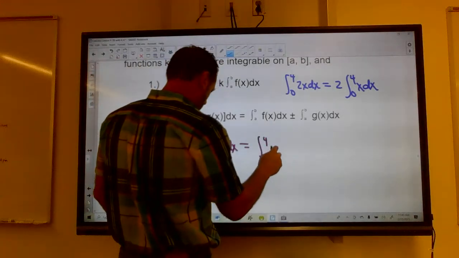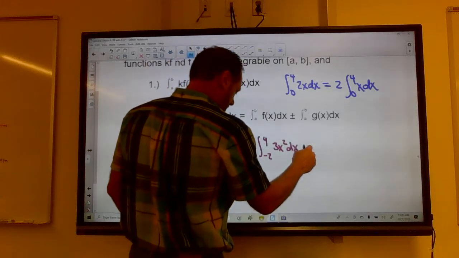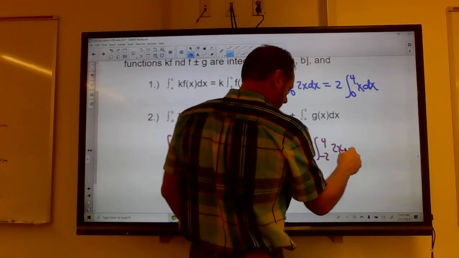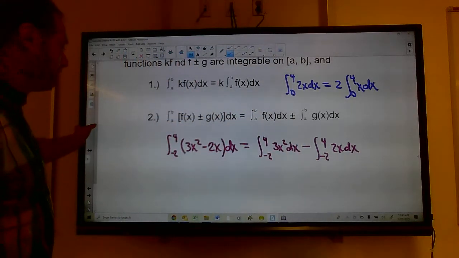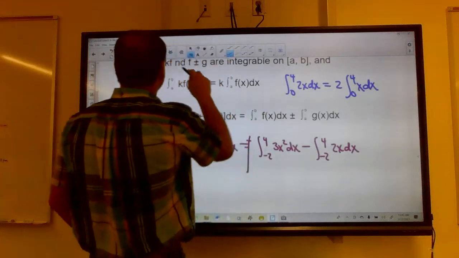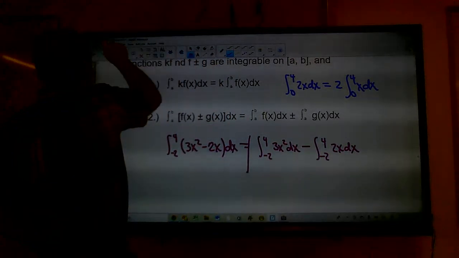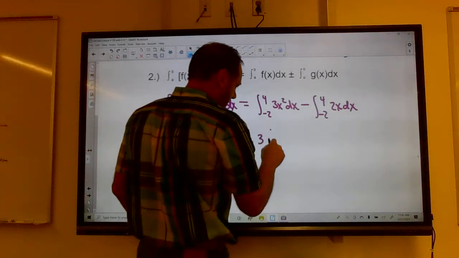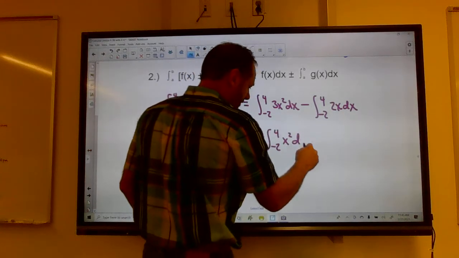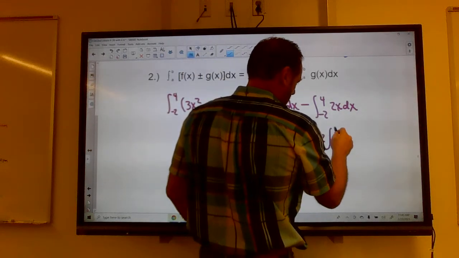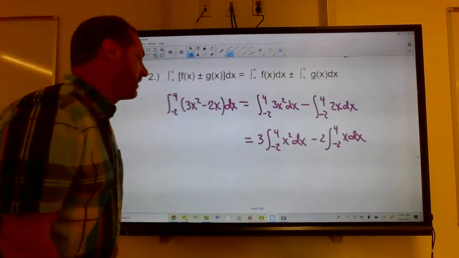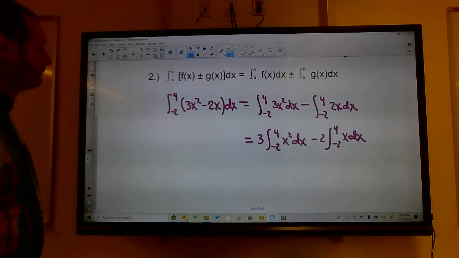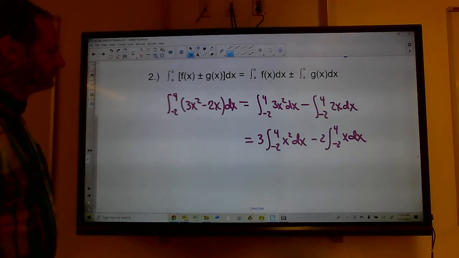I can make this the integral from negative 2 to 4 of 3x squared dx minus the integral from negative 2 to 4 of 2x dx. And then if I wanted to, I could even take the constants out. Now on this particular problem, this would be a lot more work than to just integrate the whole thing. But there you go.